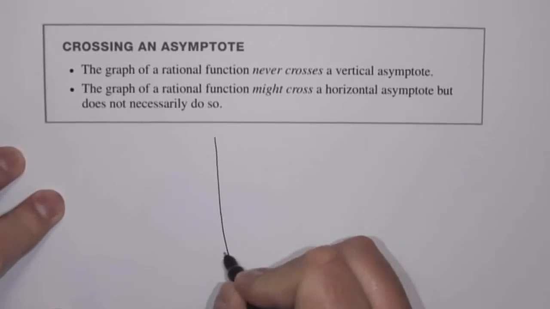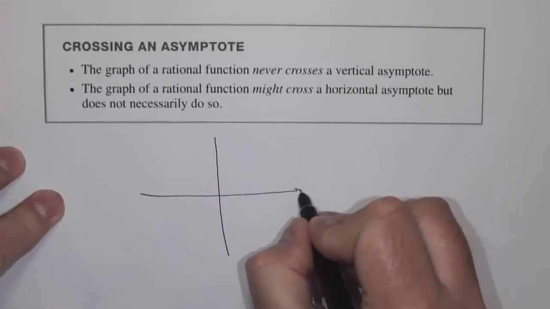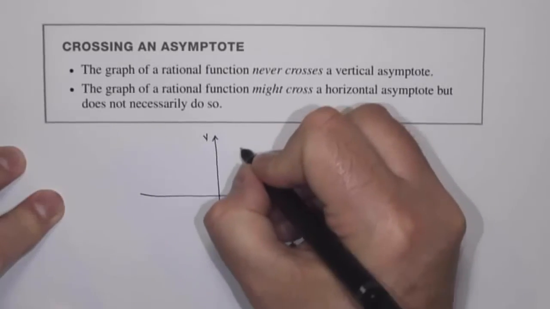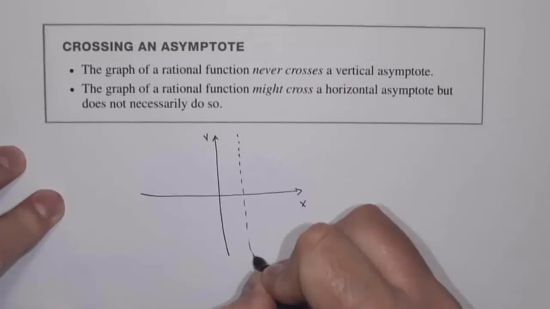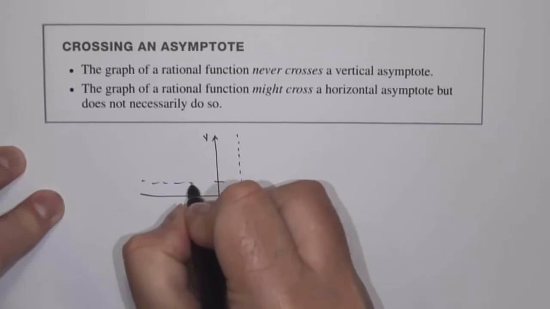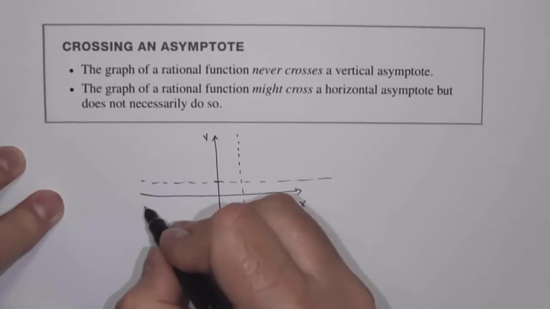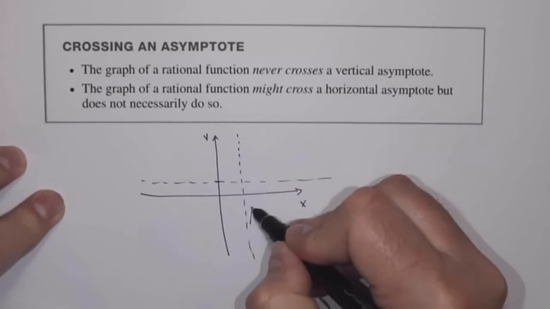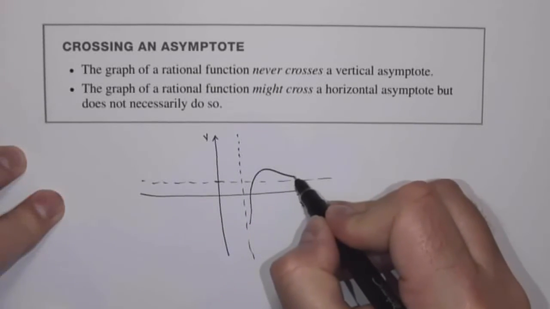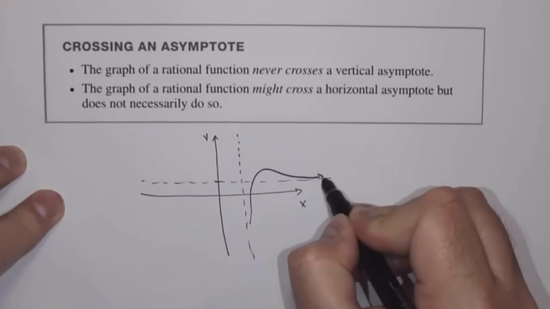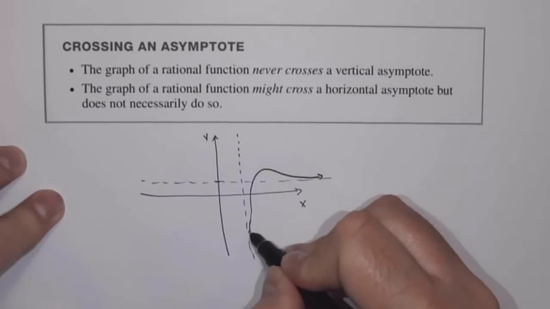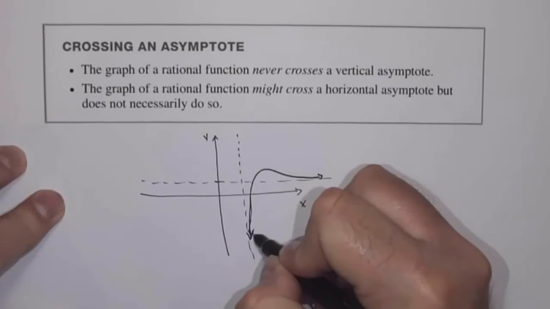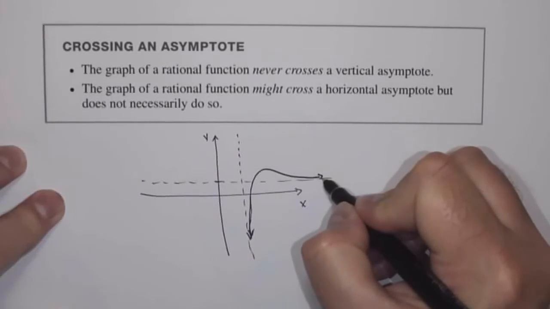So for example, let's say I have a vertical asymptote right here, and let's say I have a horizontal asymptote right here. It's possible that the graph could say maybe come up, go across the horizontal asymptote, and then curve back and become asymptotic like this. But it cannot cross the vertical asymptote. So it would do this, maybe come up, cross, and then get asymptotic.